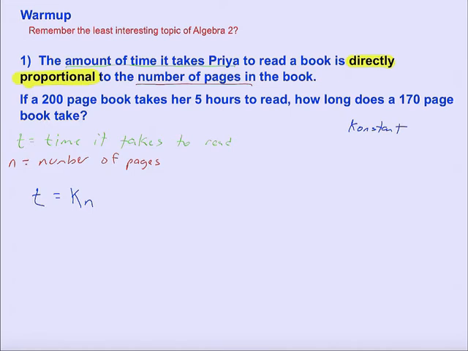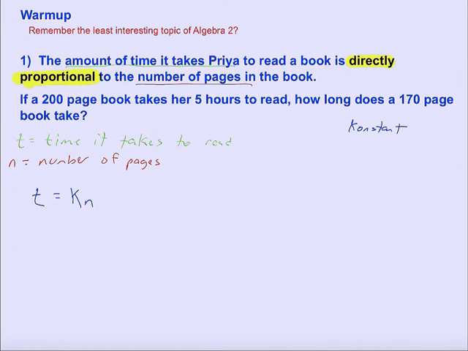And remember, T and N are variables. K is a constant, which means it's a value that can be found. T and N, they're not values that can be found. Some book will have 5 pages, some book will have 500 pages. Some book will take an hour to finish, some book will take 2 hours to finish. N and T are not numbers that have specific values. They're variables that can take on any number. K is a constant. We can find that if we're given a little bit of help.